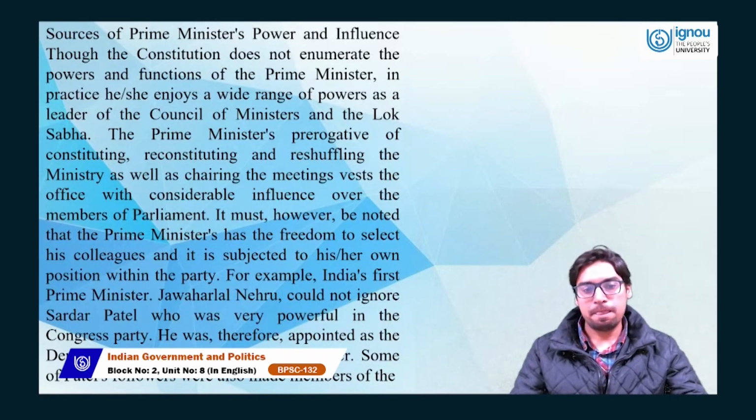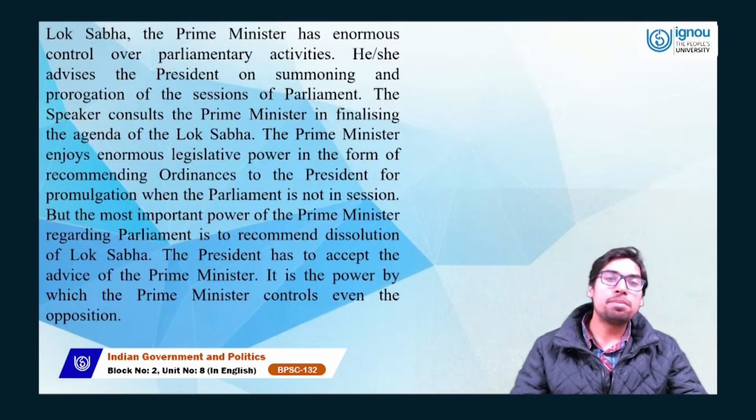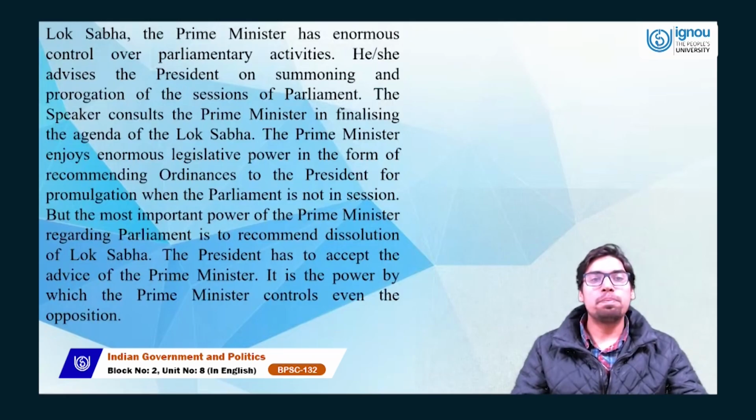For example, India's first Prime Minister Jawaharlal Nehru could not ignore Sardar Patel, who was very powerful in the Congress party. He was therefore appointed as the Deputy Prime Minister and Home Minister. Some of Patel's followers were also made members of the Council of Ministers. The Prime Minister has enormous control over parliamentary activities. She advises the President on summoning and proroguing of the sessions of Parliament. The Speaker consults the Prime Minister in finalizing the agenda of the Lok Sabha.